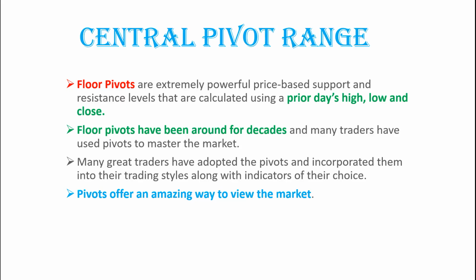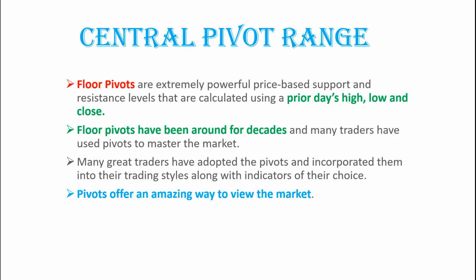Today we are going to learn the Central Pivot Range, that is CPR. How can we trade using the Central Pivot Range? We have already learned the other pivots, that is floor pivots: the calculations for the Camarilla pivot, traditional pivot, and Fibonacci pivots, and how we can enter into trades based on those pivots. So why are we using these pivots?